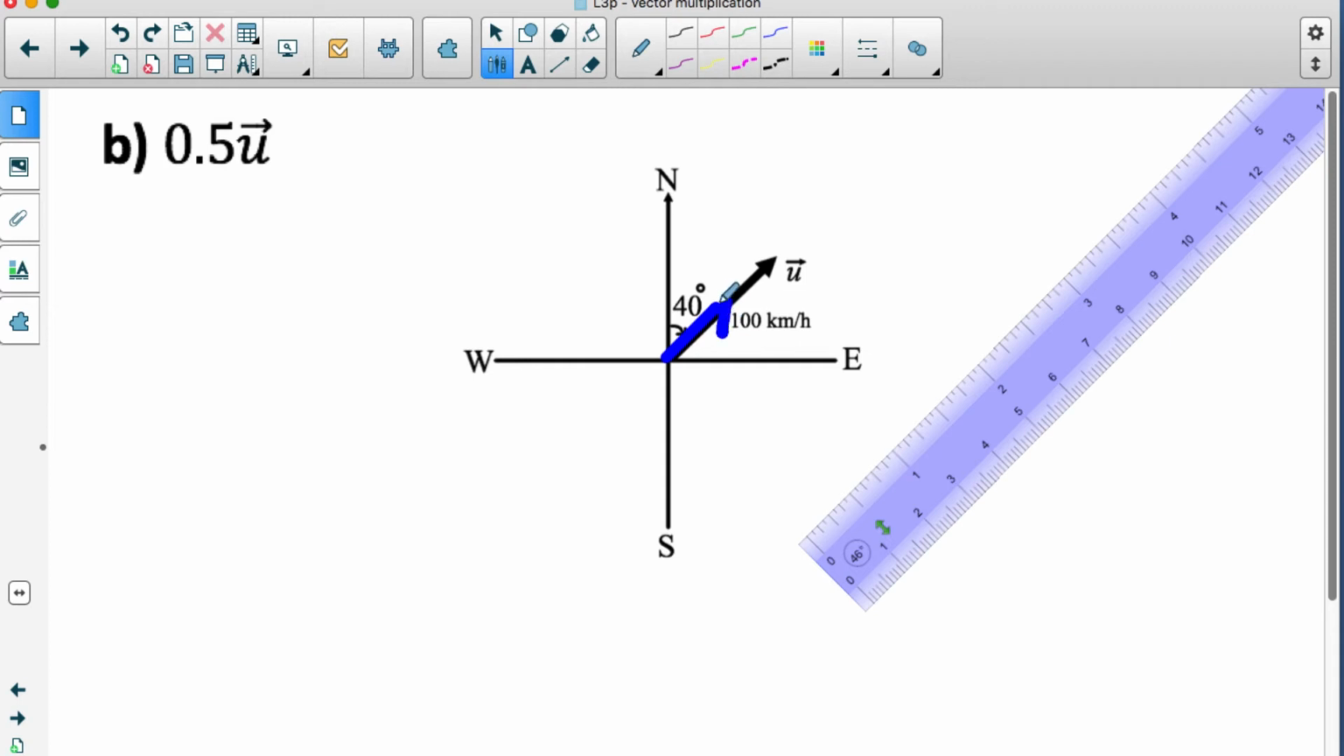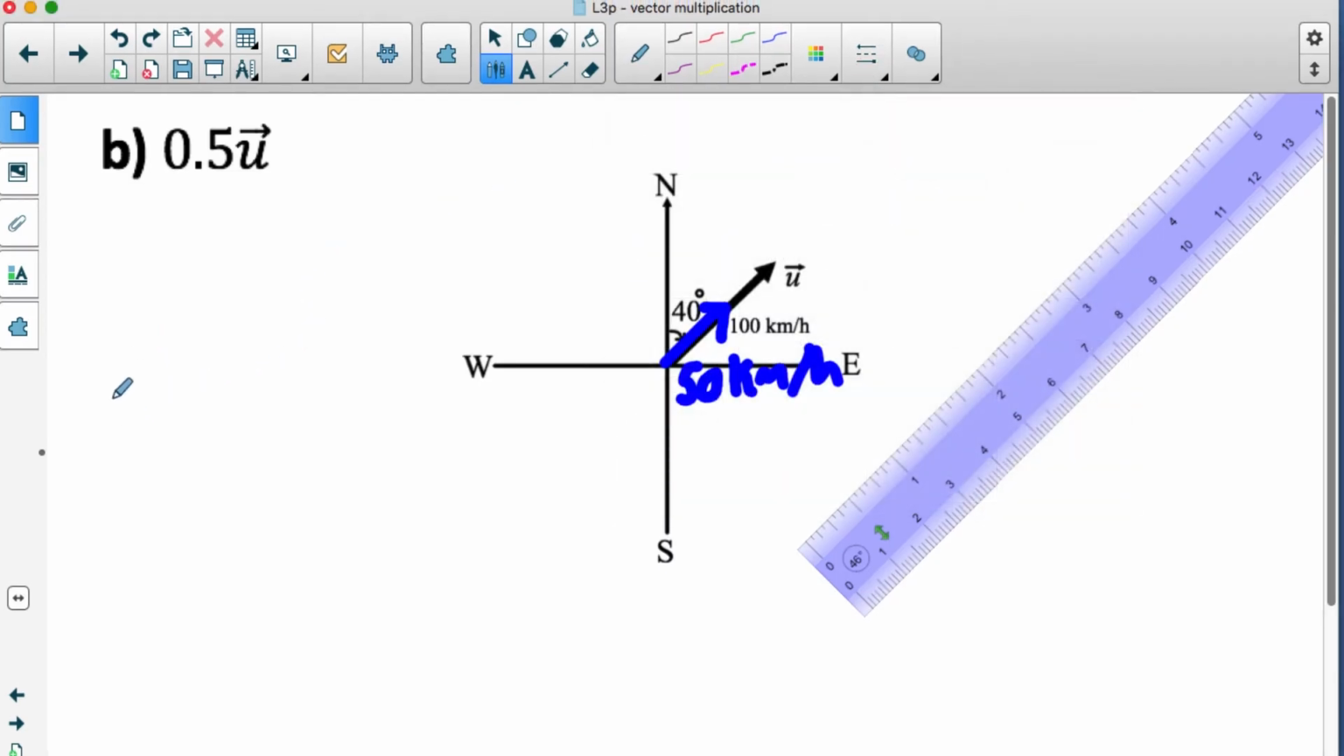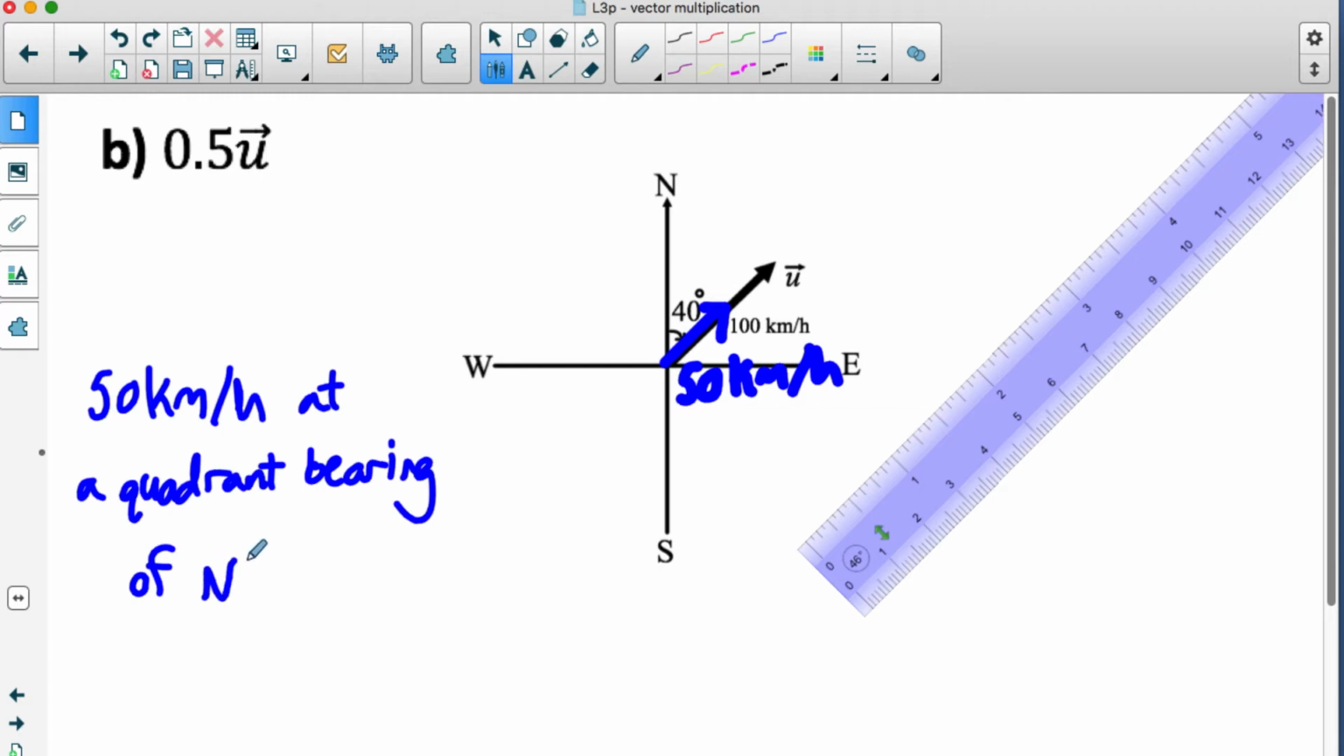And the arrow is going in the same direction as vector u, right? It's going in the same direction, but it's half the length. So this is a half vector u. Its magnitude, I should label it instead of 100 kilometers an hour. The magnitude of this vector is 50 kilometers an hour. And let's describe this in a little sentence off to the side here. So this vector is 50 kilometers an hour. That's its magnitude. And it's in the same direction as vector u. So it's still going at a quadrant bearing of north 40 degrees east.